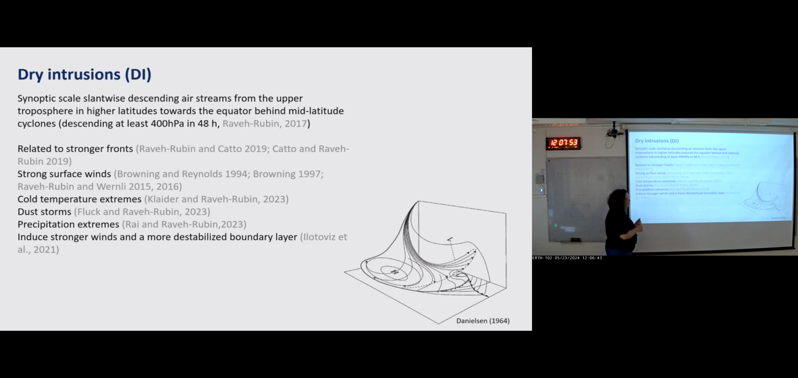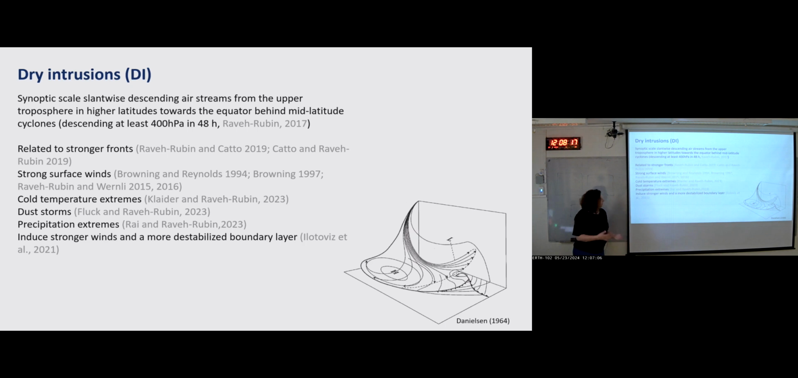As I said, they're descending airstreams. They're slantwise descending airstreams along isentropic surfaces, and they descend from the upper troposphere in the higher latitudes towards the equator, usually behind cold fronts. If you can see this three-dimensional scheme, this is the dry intrusion, and it's coming behind the cold front that's here at the surface. And that's the structure.